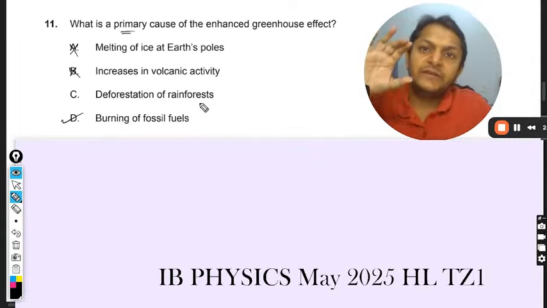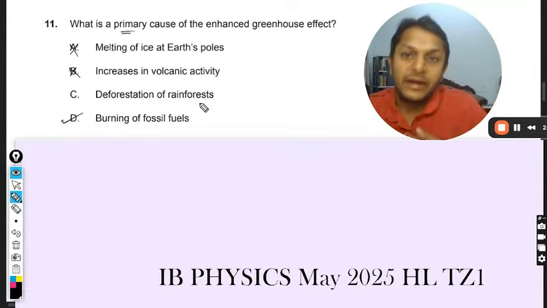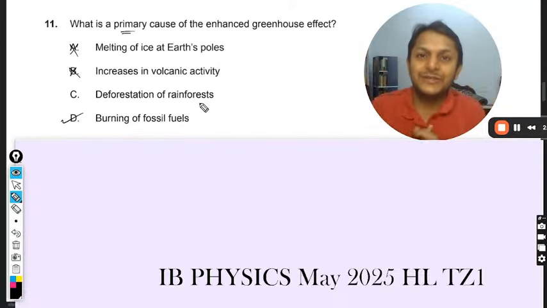C is also correct, but it is not the primary reason. So we can say that D is a better option. That is why we will go for D. So for this question, D will be the correct answer.